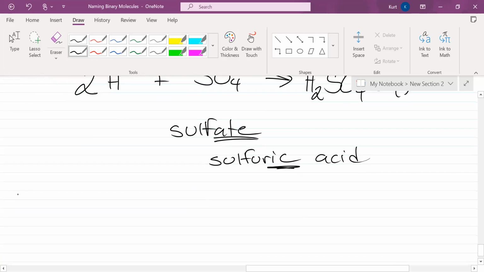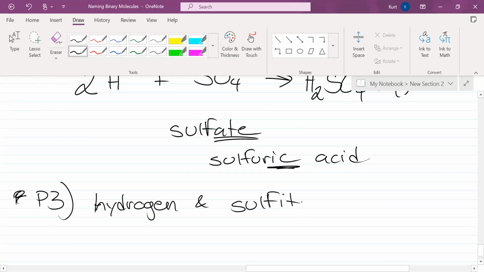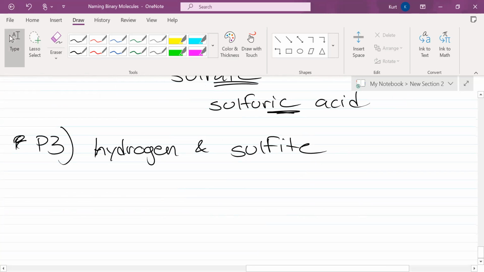Okay, let's go to a third example. Hydrogen, you're going to need to look on your list on this one. Hydrogen and sulfite. Now, you all know hydrogen is a positive 1 charge. What is the formula for sulfite? SO negative 2, 3. Think about what you just said. SO, the charge is negative 2, just 3. SO3 with the negative 2 charge.